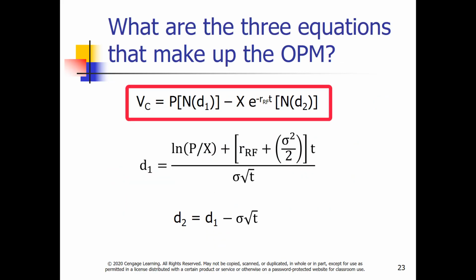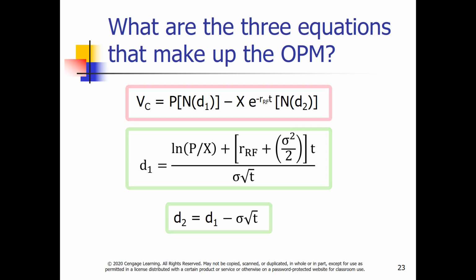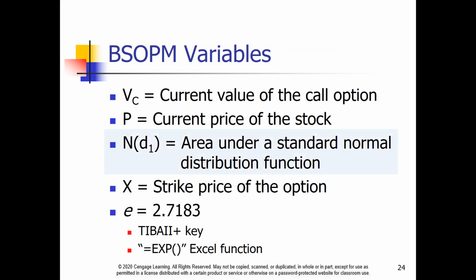Here's the formula to value a call option using the Black-Scholes option pricing model. While these look complicated, they're really not much more than plug and chug once you identify all the variables, which we'll do on the next slide. Note especially N(d1) and e. N(d1) requires either the use of an Excel function or a standard normal table, which is Appendix D in your book. e's value is shown here, and it's a key on your calculator, and there's an Excel function, EXP.